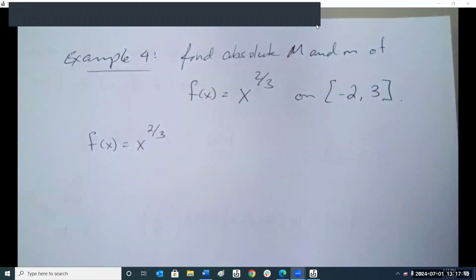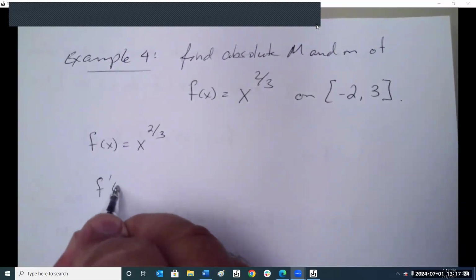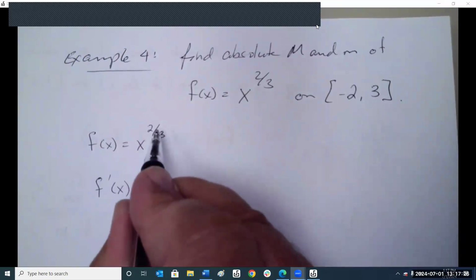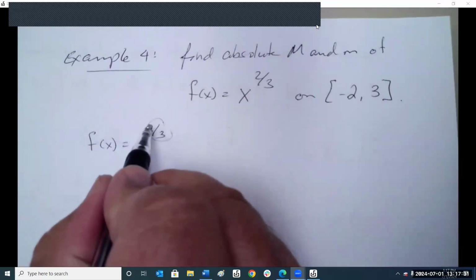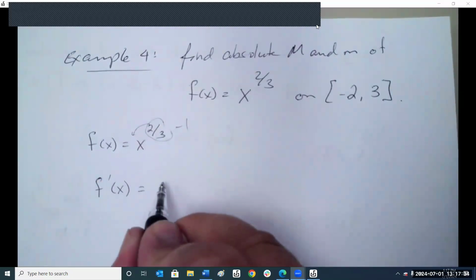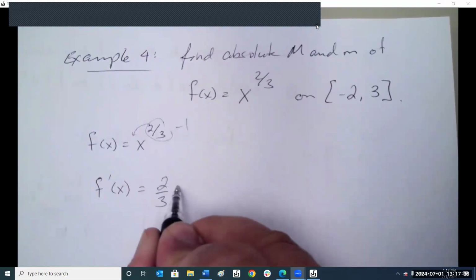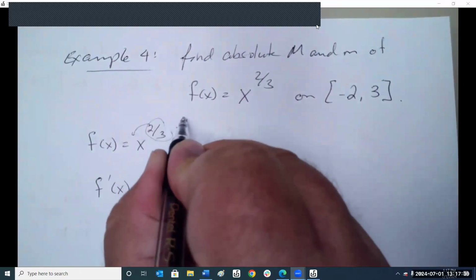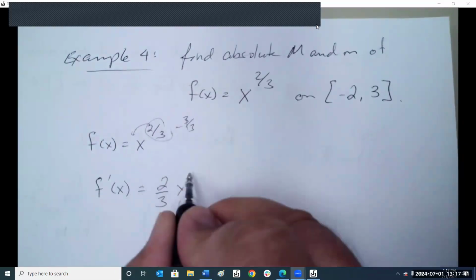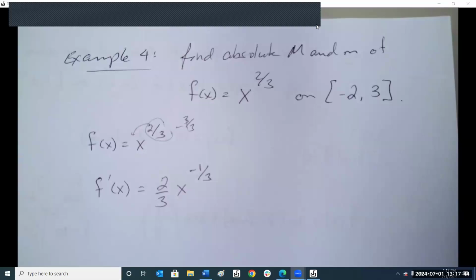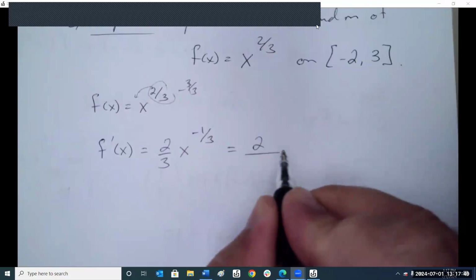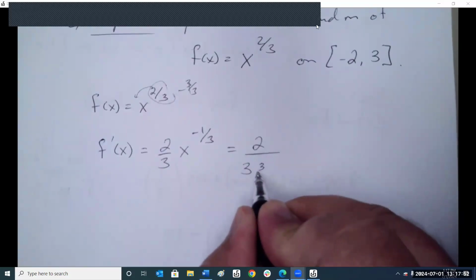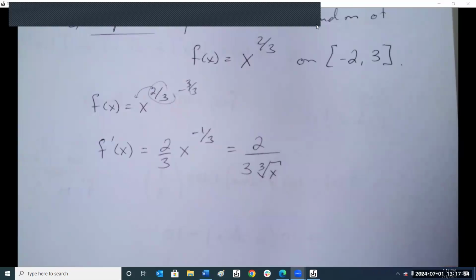So first step, we have to do what? Find the derivative. So it's x to the power 2/3. Bring the exponent down and subtract 1. So we have 2/3 times x to the power 2/3 minus 3/3, so 2 minus 3 is -1/3, which is 2/3 cube root of x in the denominator.